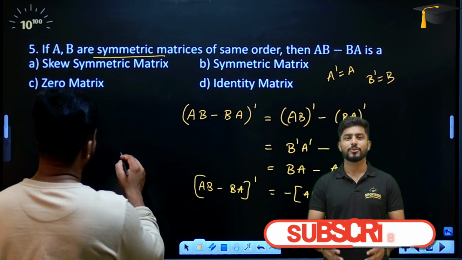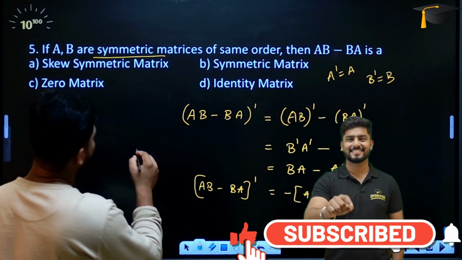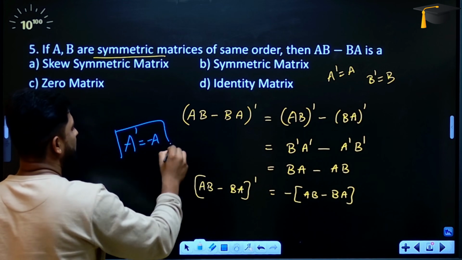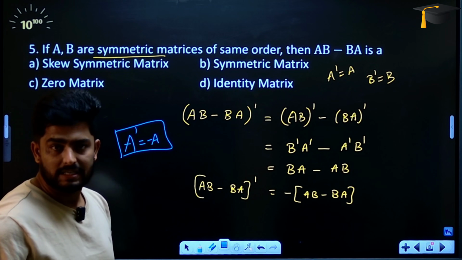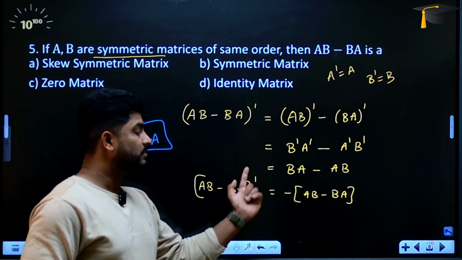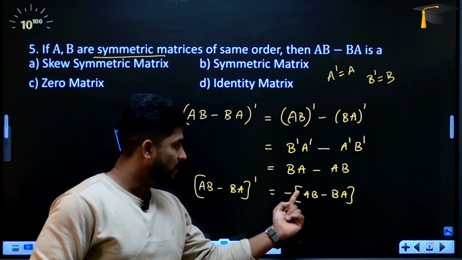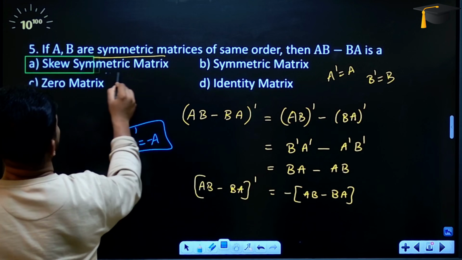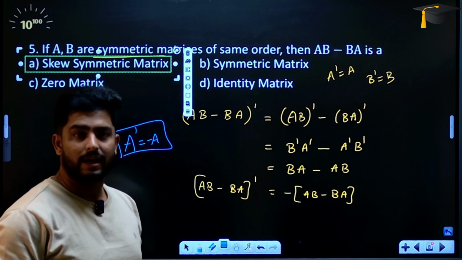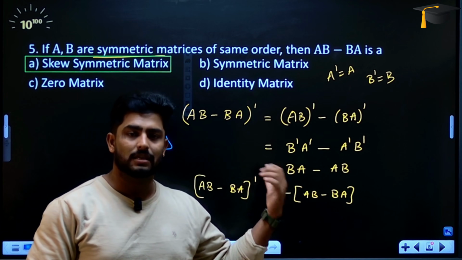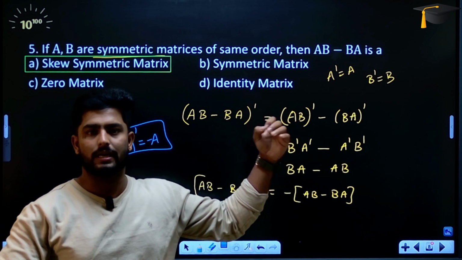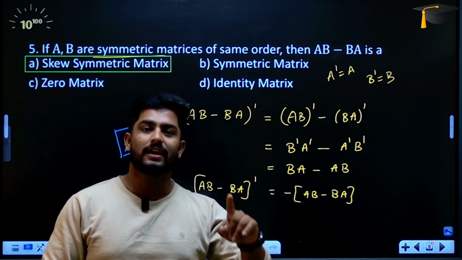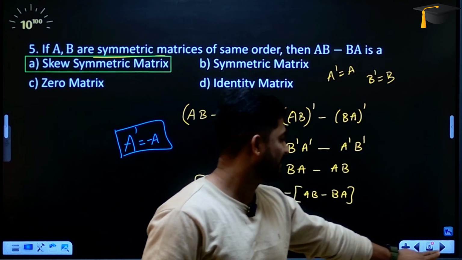So what is the meaning of this? We learned about skew symmetric matrix. If A dash is equal to minus A, then it is called skew symmetric matrix, right? So here we have got AB minus BA the whole dash is equal to minus times AB minus BA. So in this case, what can we choose? Option A, skew symmetric matrix is the right answer, right? Here it's not easy like other subjects where you pick one answer and just move on. You just have to calculate everything to get the right answer. That's why learn everything in depth.